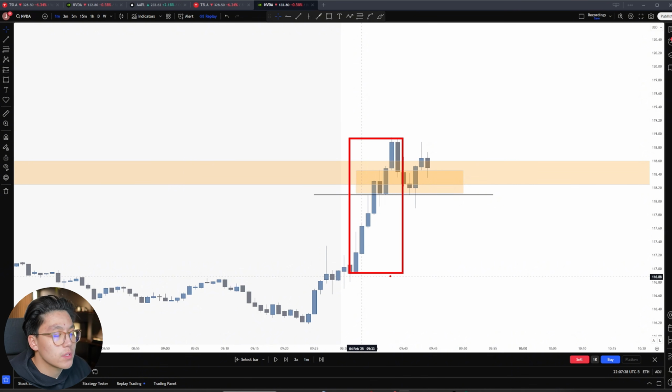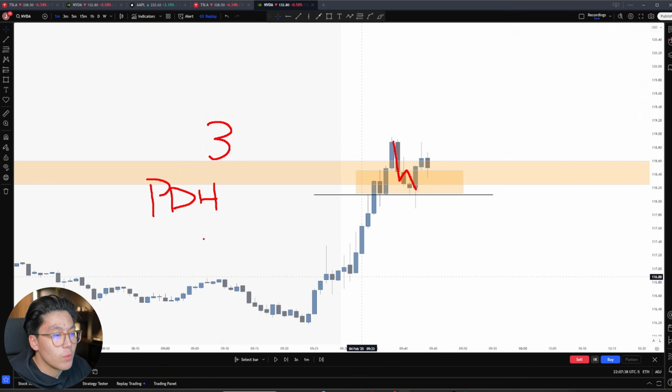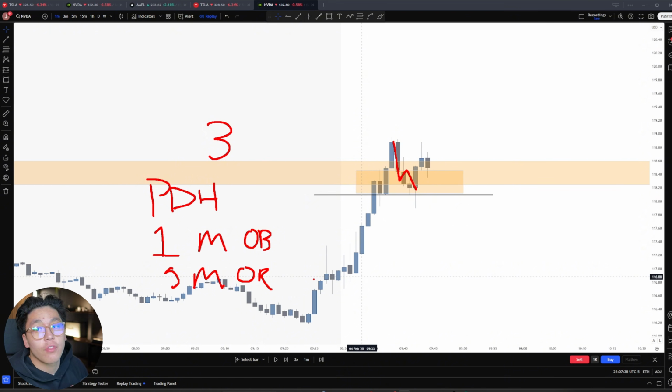push towards the upside. Now we're coming back down to retest three confluences. We have your previous day's high. We also have your 1 minute order block plus your 5 minute opening range. So as you can see right here, we have three confluences on NVIDIA. You can see we have the previous day high retest, your 1 minute order block, plus your 5 minute opening range. So this makes it a high probability setup on NVIDIA.